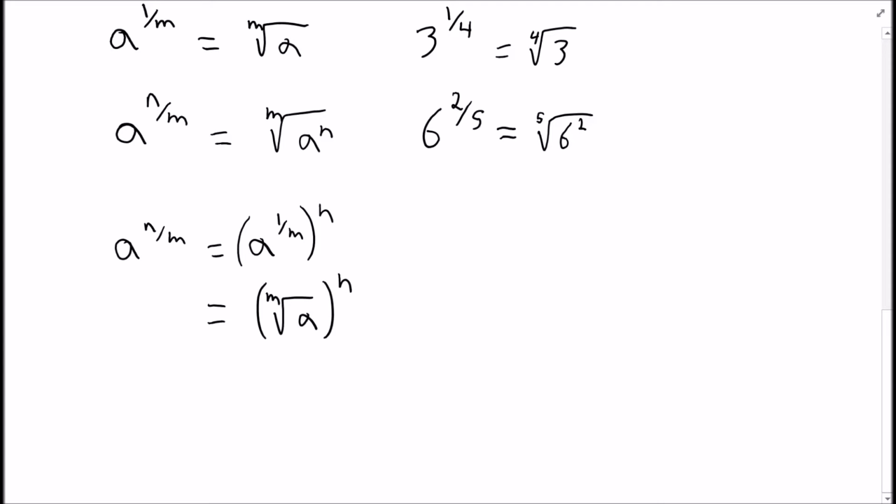So I'll just do that one again, the 6 to the 2/5. You could have that as 6 to the 1/5 squared, and then that would mean that's the fifth root of 6 all squared. And that's the same as the one above.